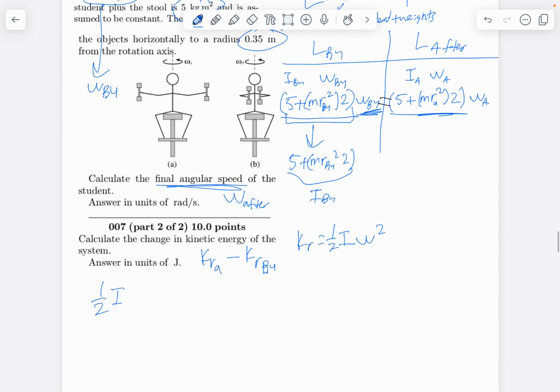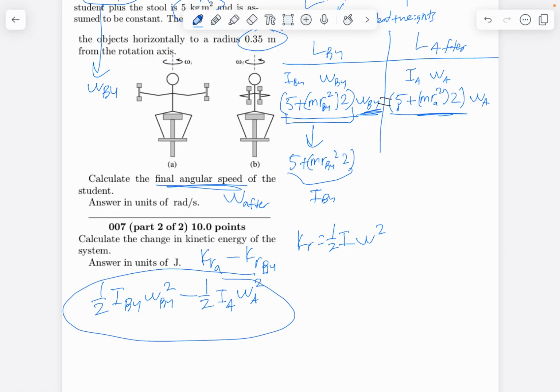So you know that, and you know the angular velocity before, right? They gave it to you. And then you just found your I after, right? So my I after is student in the stool. Mine's 5. Yours is probably a different number. And then you know the radius, right? You solved for the moments of inertia in the previous steps. And then you just solve for your final angular speed. So you can find your kinetic energies.